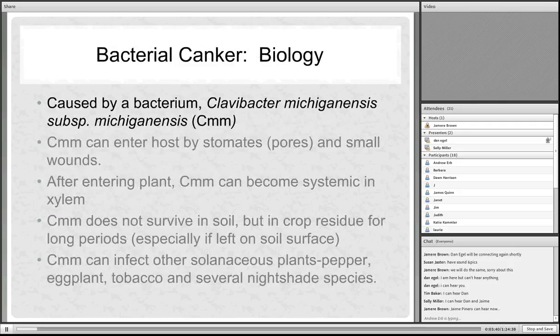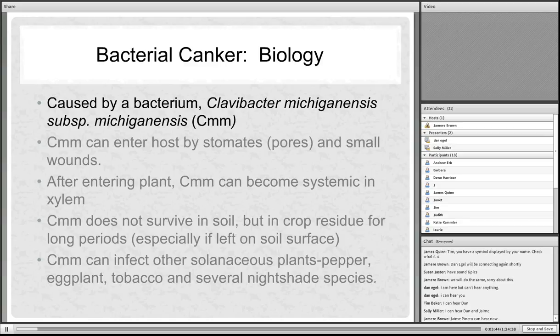All right, so the biology of the organism then. Bacterial canker is caused by the bacterium Clavibacter michiganense, subspecies michiganense, and I may refer to this from time to time as CMM, and you'll see CMM in the abbreviations on the slides.